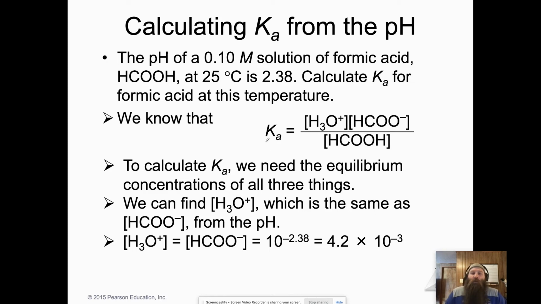Well, what do we know? We know that Ka is going to be equal to the hydronium concentration times our conjugate base concentration over our acid concentration. We need to have all three of those. Now, we can figure out the concentration of H₃O plus from pH. How can I do that? Well, I know that H₃O plus equals HCOO minus, those two concentrations. I know that that's going to be equal to 10 to the negative 2.38, because there's my pH, from our basic understanding of acids and bases last year. And so that gives me 4.2 times 10 to the negative third.